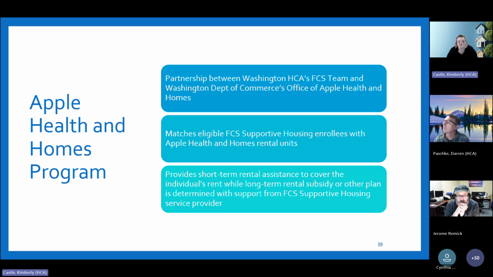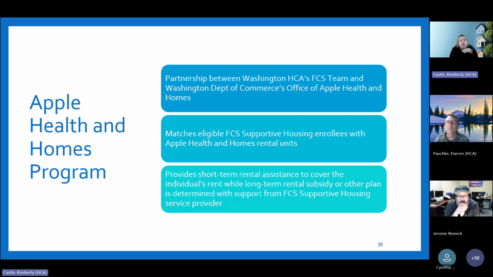And I put the quick reference guide into the chat so you would have a tool to reference. Once they get authorized for Apple Health and Homes, they'll go into a pool. And when there's a next lottery, it will be based on region and how many people get pulled. And there will also be notifications through WellPoint that will tell you when one of our PSH providers has units available for Apple Health and Homes folks. And those are subsidized units built in. So those are ways to get someone access to Apple Health and Homes.